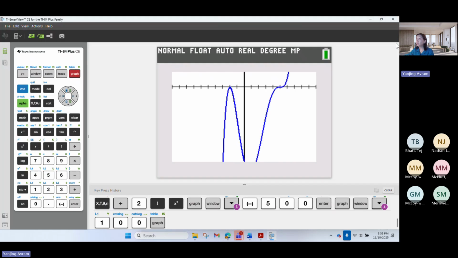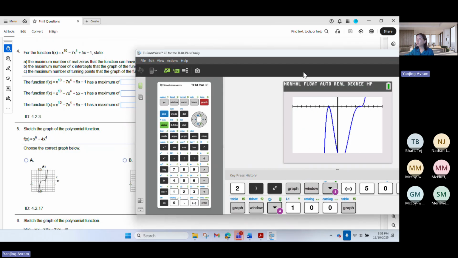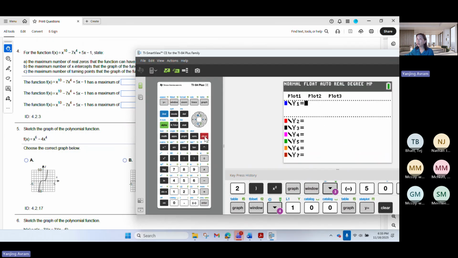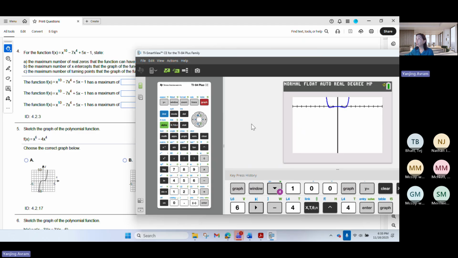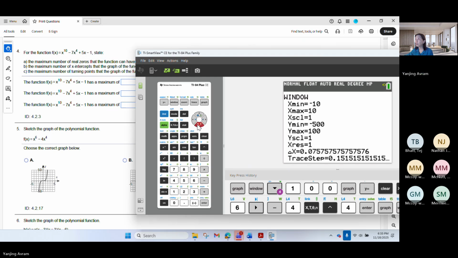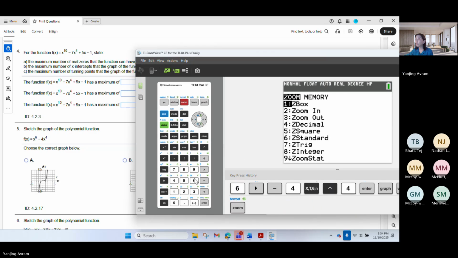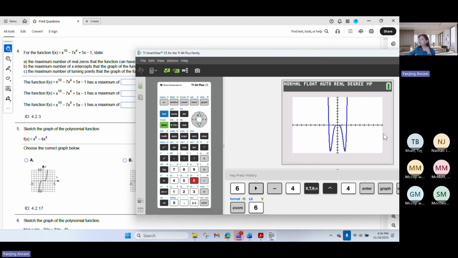But another way, you can also put it in a calculator, as we said earlier. If you really don't know, you are allowed to use a calculator. So I have x to the 6 minus 4x to the 4 power, and then graph it. I am going to zoom to standard. So that's how you look at that. With the 6th power, they're both facing up.